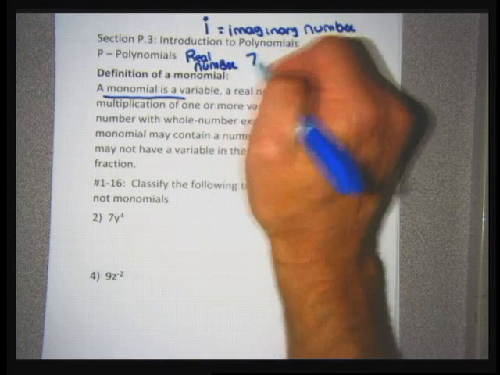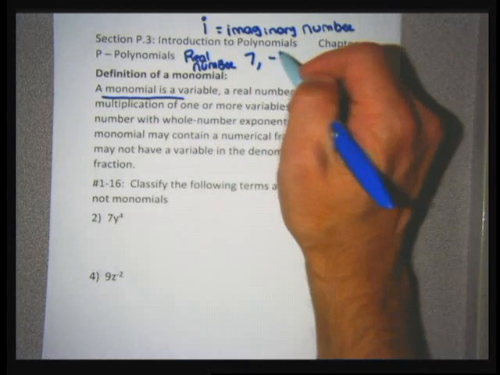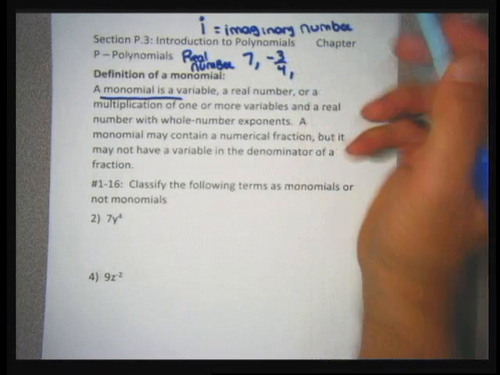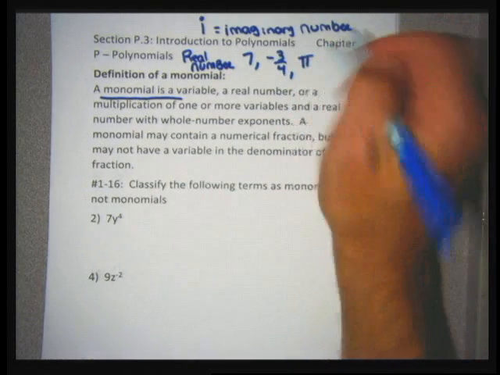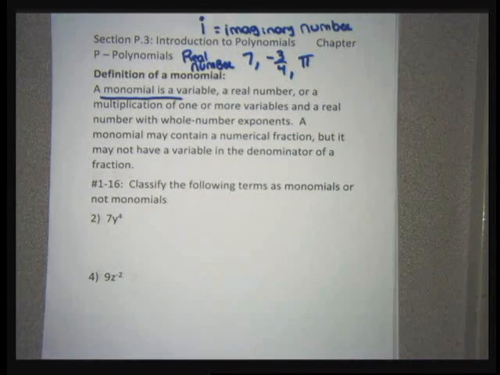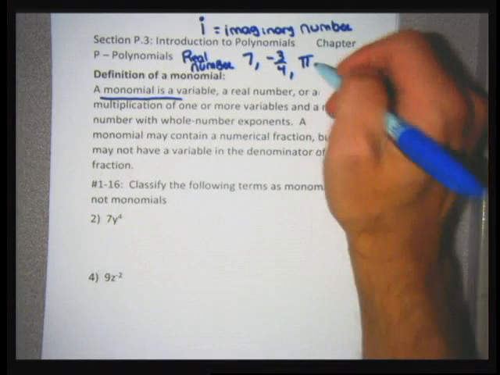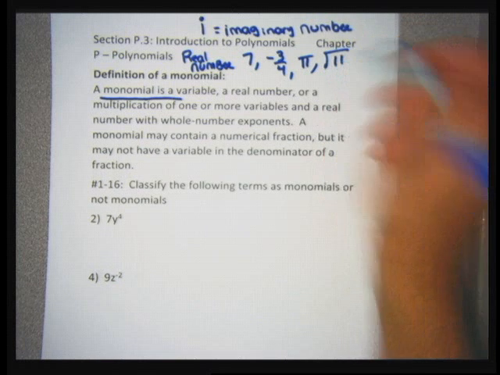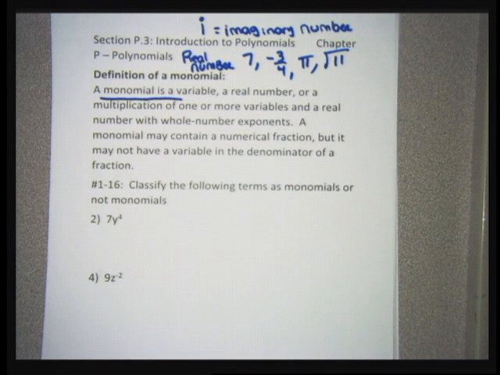Like the number 7 is a real number. The number -3/4 is a real number. Pi, which is 3.1415, and has a decimal expansion that goes on forever, is a real number. The square root of 11 is a real number. So just about any number that you can think of is going to be a real number. So a monomial consists of a real number multiplied by one or more variables. And those variables have to have whole number exponents.